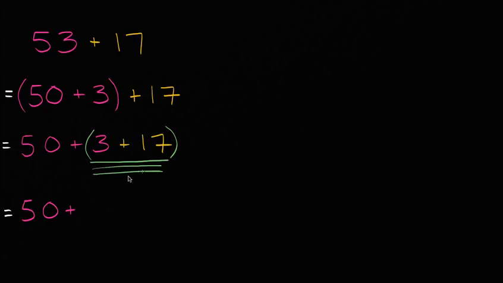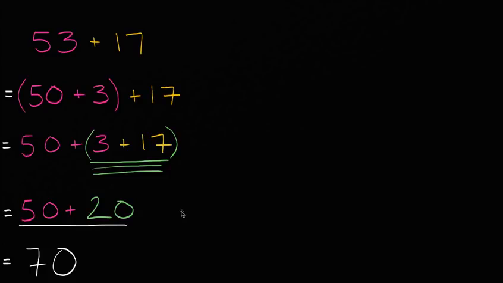Well, 3 plus 7 would be 10. So 3 plus 17 is going to be 20. So it's going to be 50 plus 20. And what's that going to be? Well, it's 5 tens plus 2 tens, which is just going to be equal to 7 tens, or 70.